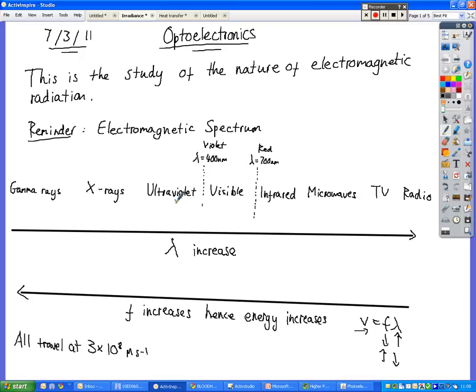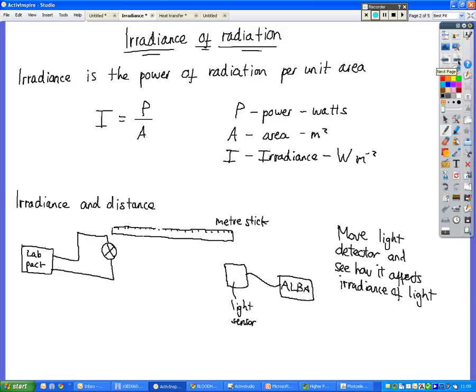All of these waves travel at 3 × 10⁸ meters per second. They all travel at the speed of light, but they have different frequencies and wavelengths. The ratio of those to each other, the product of frequency times wavelength, is always constant. It's always going to come out at 3 × 10⁸ meters per second. So all the stuff we're going to look at to do with optoelectronics, we're looking at the manipulation of parts of the electromagnetic spectrum.